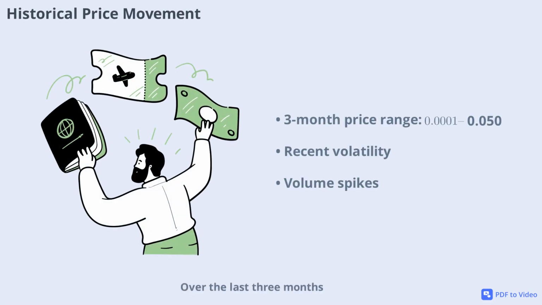Over the last 3 months, MVLA's price has fluctuated within a wide range, from a low of 0.0001 to a high of 0.05. The stock has experienced both sharp spikes and periods of low activity, typical for OTC securities. Notably, recent sessions have seen a jump from 0.0001 to 0.001, accompanied by increased trading volume. This volatility can present both risks and opportunities for traders. Next, we'll examine the moving averages to see how they reflect these price changes.